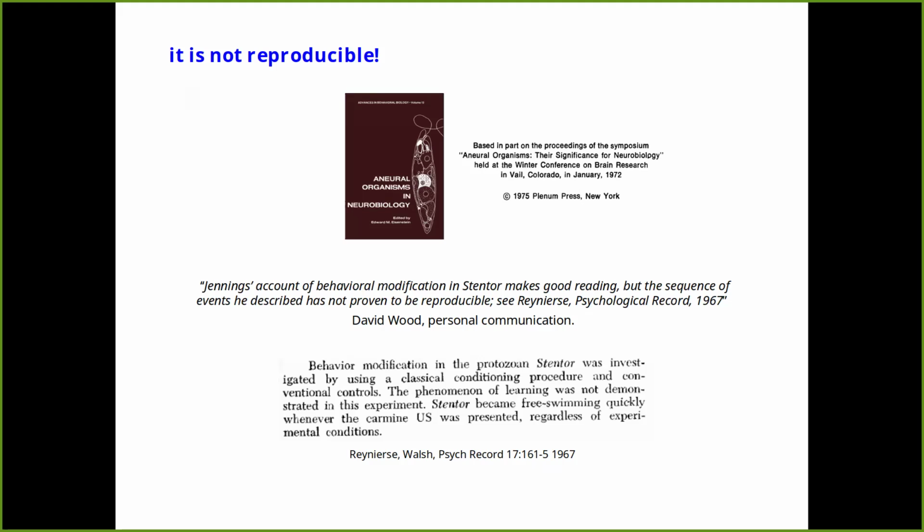And there was, in fact, a community of people, rather small, particularly from the 70s and 80s, who had started thinking about aneural organisms in the context of neurobiology. And I started talking to some of them, and one of them, David Wood, who's a very good experimentalist who did a lot of work on the ciliates, said to me in an email, well, it's all very nice what Jennings says, but it can't be reproduced.